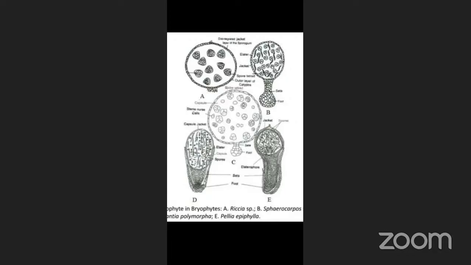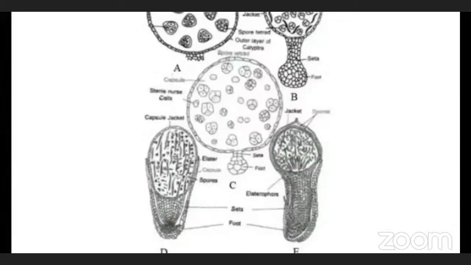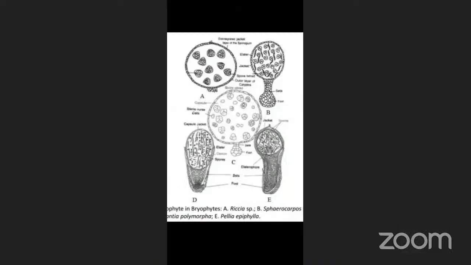It is well developed in Polytrichum. It is wholly attached to the gametophyte. Its only function is the production and dispersal of spores. So there are two main theories to explain the evolution of sporophyte in bryophyte.